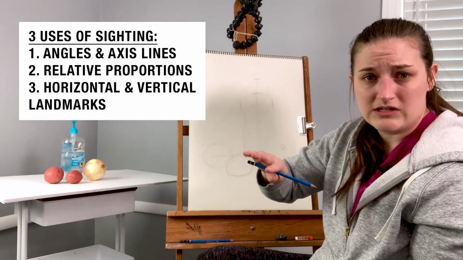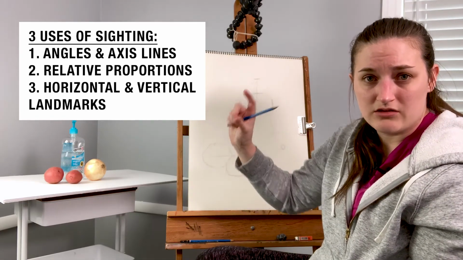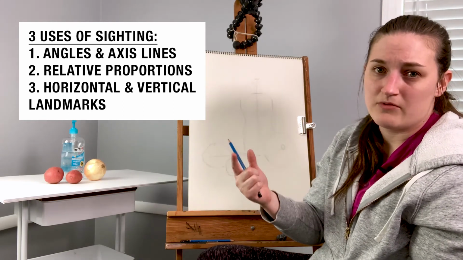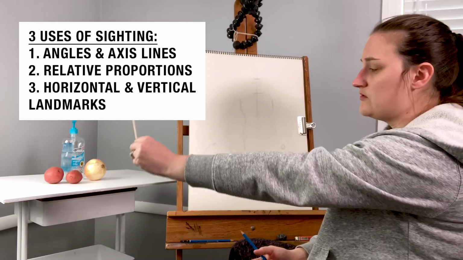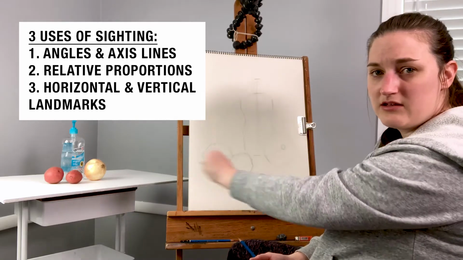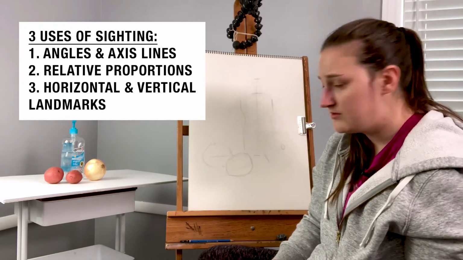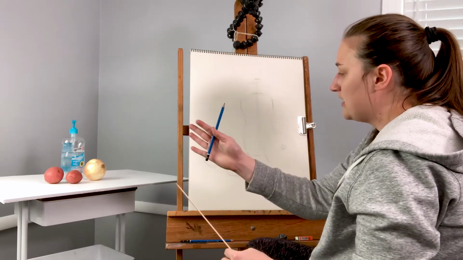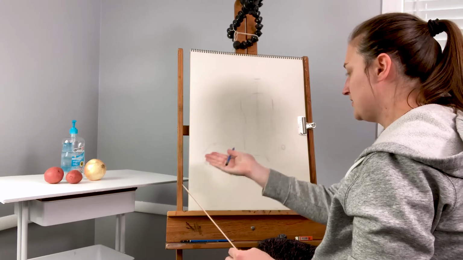So now I'm kind of using uses 1 and 3 right now, angles and axis lines and horizontal and vertical points of alignment. So that's what I'm doing as you see me kind of going back and forth like this. That's what I'm doing. Angles and axis lines and seeing how things are lining up vertically and horizontally.